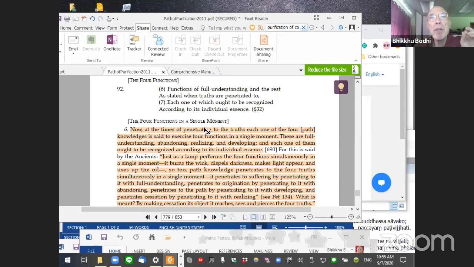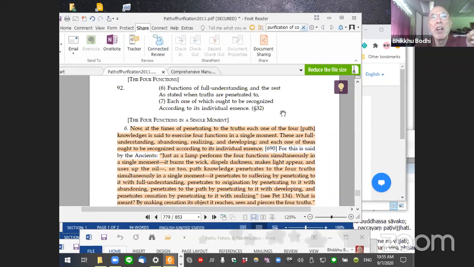So it says that at the time of penetrating to the truths, that's the Four Noble Truths, each one of the four paths is said to exercise four functions in a single moment. So the four functions are full understanding, abandoning, realizing, and developing. And each of these functions takes place with respect to one or another of the Four Noble Truths. So the function of full understanding takes place with respect to the truth of suffering, the dukkha arya satya.